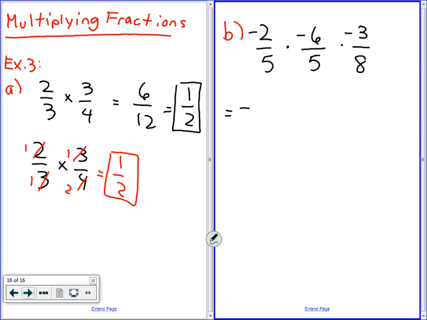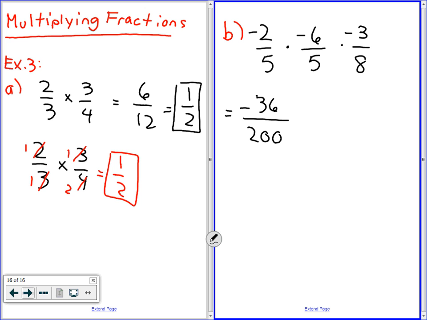All right. Kayla, you're up. What do I do to the numerator now? You multiply it. So 2 times 6 is? 12. 12 times 3 is? 36. Very good. Okay. Emily, you're up. 5 times 5 is? 25. Good. 25 times 8. I'll help you with this one. 25, 50, 75, 100, 125, 150, 175, 200.